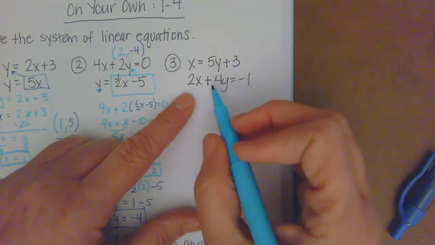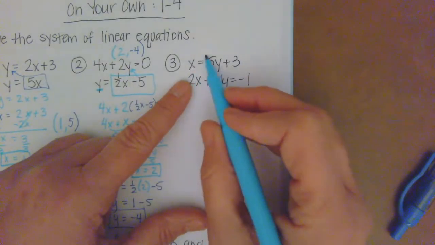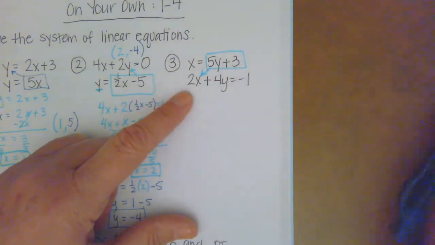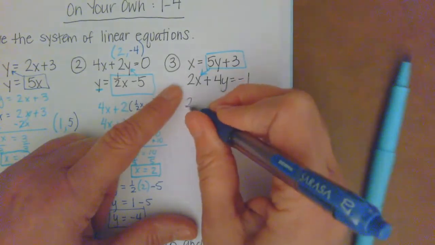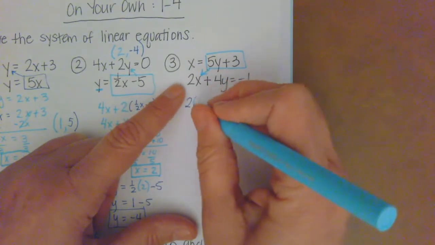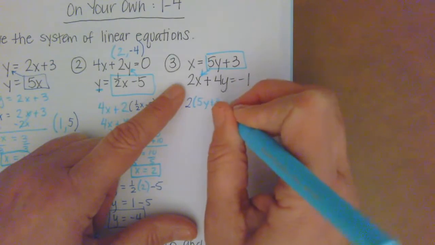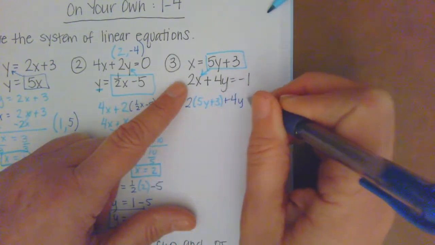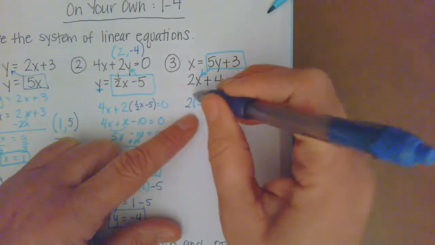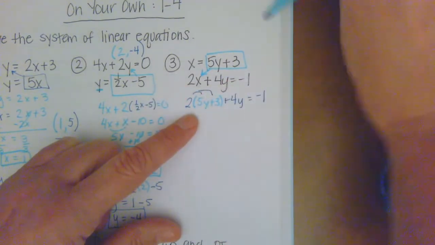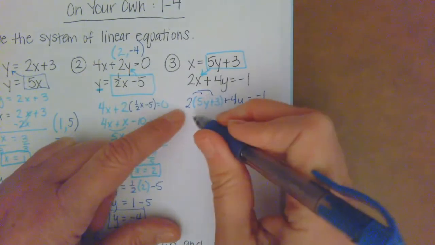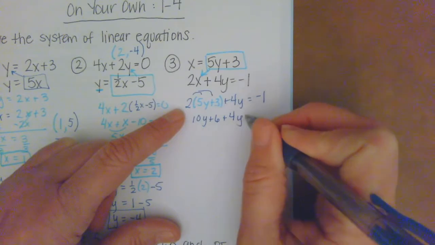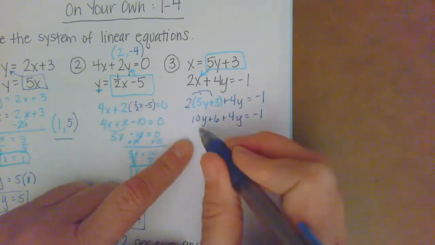On the last one, you should have had, okay, now this one's different. We have x. So we're going to take this and put it in for x. So let's start out with 2 times 5y plus 3 plus 4y equals negative 1. So we're going to distribute this, and that gives us 10y plus 6 plus 4y equals negative 1.